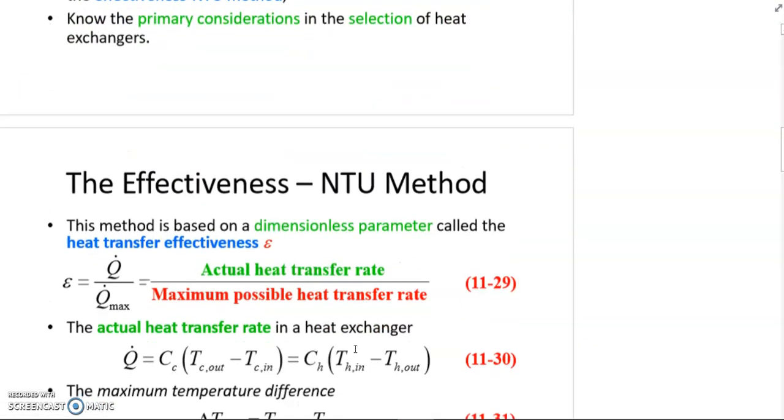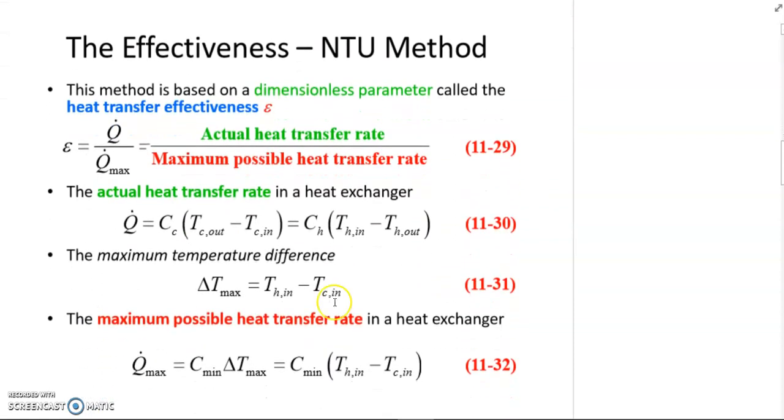So NTU method. NTU actually stands for number of transfer units. For the NTU method, we introduce you to heat transfer effectiveness, epsilon. Epsilon is equal to the heat transfer effectiveness, equal to your actual heat transfer rate over the maximum possible heat transfer rate.